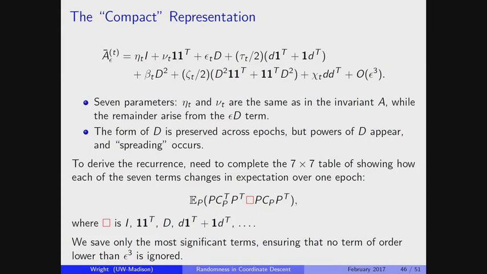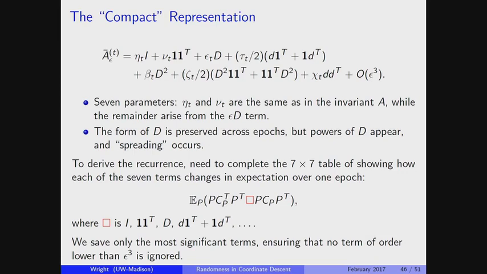Okay, here is the compact representation. In the special case, we just had these two forms. Now we've got a bunch of other terms. You see the vector and matrix D showing up in different ways. You get a DD transpose, a D squared, a D, and so on. And so we want to track what happens to these 7 parameters as we go from one epoch to the next.